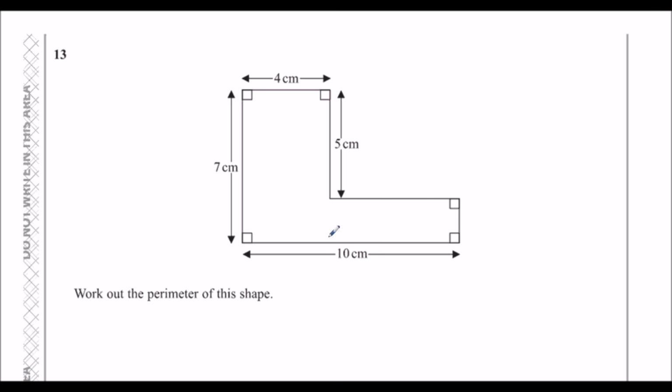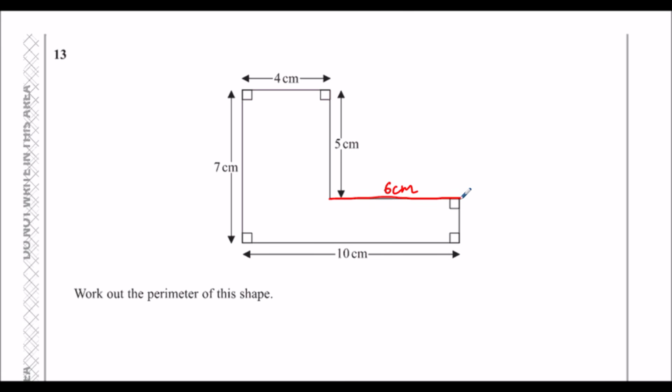The whole length along the bottom is 10. This part is 4. So this missing part here, this red line I'm drawing here, must be 10 minus 4. So 4 on this red line must be the same as 10. So 10 take away 4 is 6.